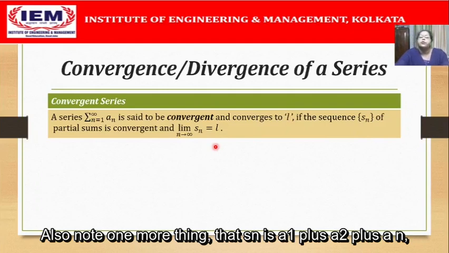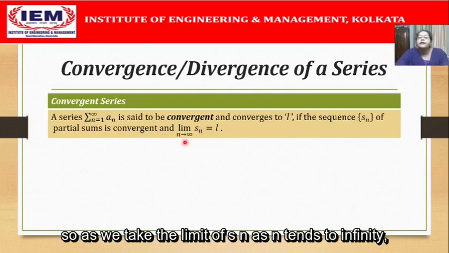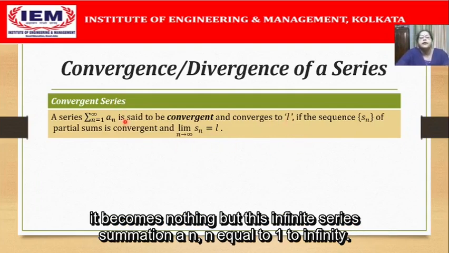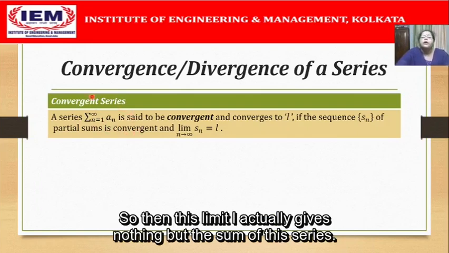Also note one more thing, that Sn is a1 plus a2 plus ... plus an. So as we take the limit of Sn as n tends to infinity, it becomes nothing but this infinite series, summation n equal to 1 to infinity. So then this limit L actually gives nothing but the sum of this series.